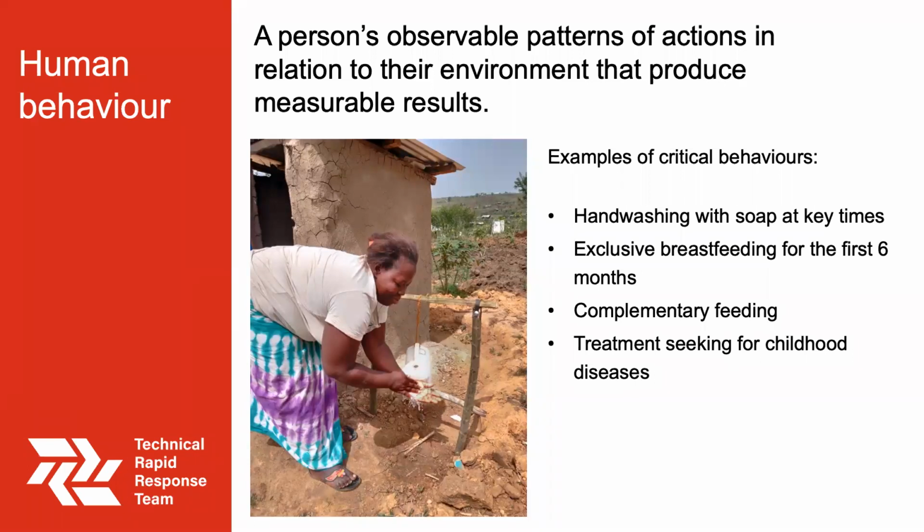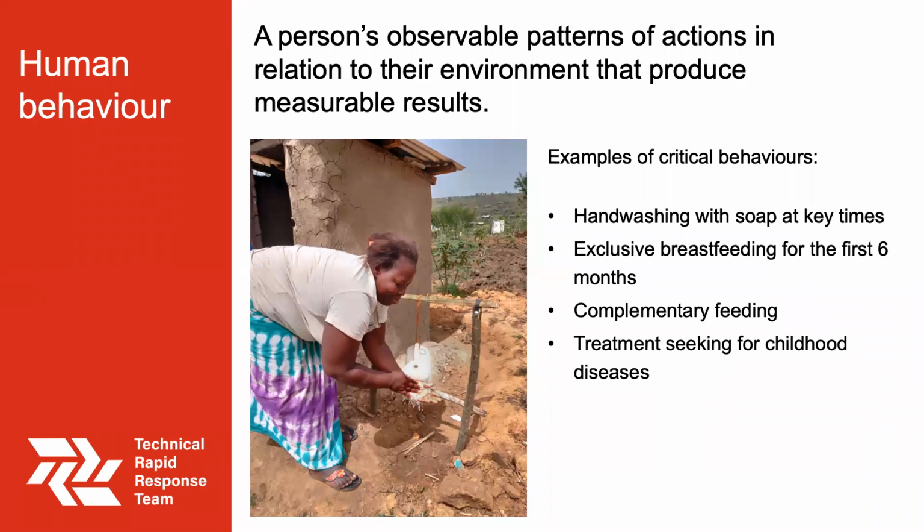So let's start with the definition of human behavior. It can be defined in many ways, and the definition we've chosen for this presentation is that it's a person's observable patterns of action in relation to the environment that produce measurable results, and these results could be positive or negative. In health and nutrition, some examples of critical behaviors that are of concern to us are around hygiene, such as hand washing, which is even more critical now. Feeding behaviors for adolescents, mothers, and children, and treatment-seeking behaviors for individuals, for themselves and their families.